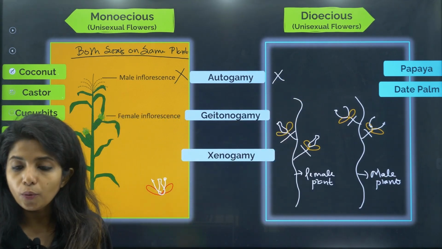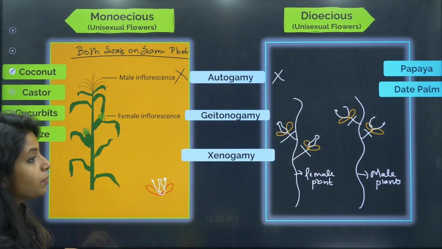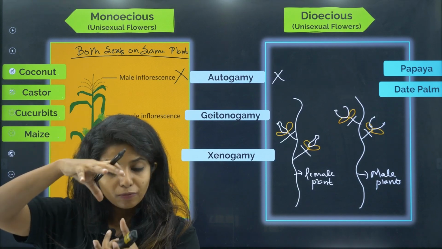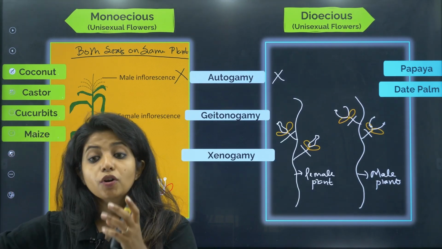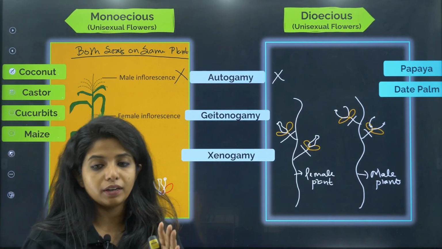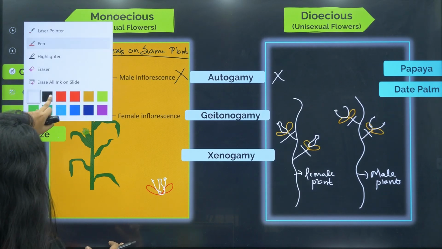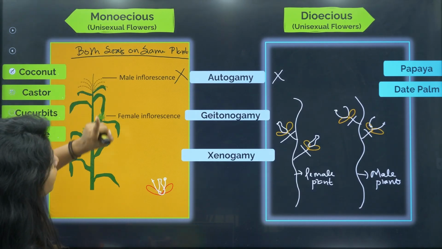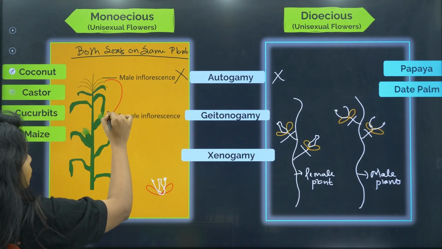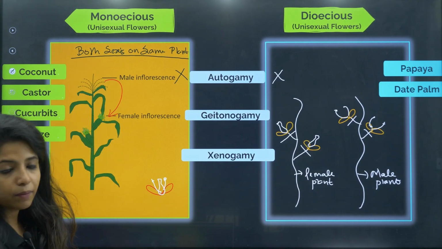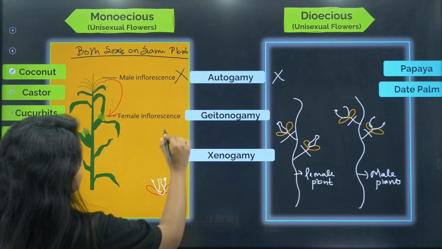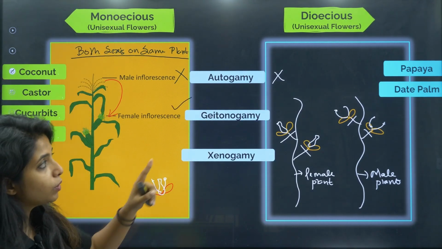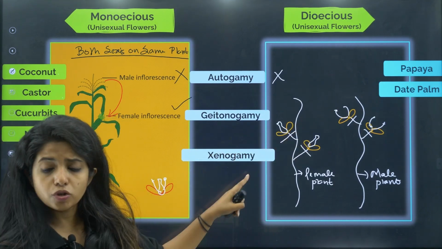The answer is no. Talking about geitonogamy, geitonogamy is where there is a flower and there is another flower of the same plant and they are pollinating. So, basically if you see, there is one male flower, one female flower, if from here to here it comes, it is geitonogamy. So, yes, I can say that monoecious plants show geitonogamy, but what about papaya and date palm? Do they show geitonogamy?